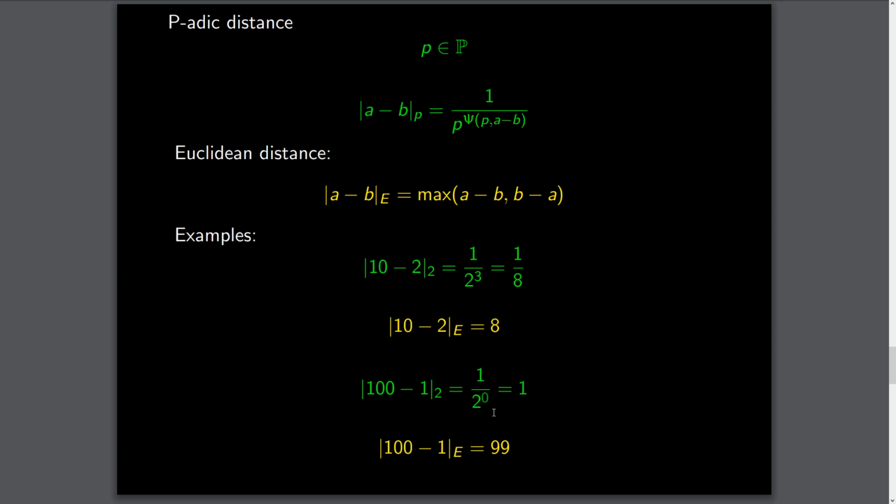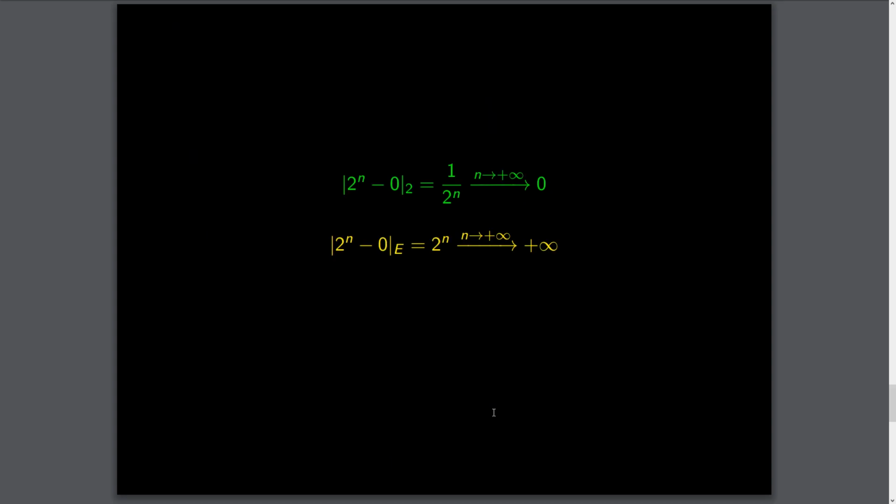Now, this gives us an intuitive idea why these sorts of sequences can converge in one concept of distance, but cannot converge in another. The distance of 2 to the n and 0 in the two-adic distance is going to be 1 divided by 2 to the n, which obviously tends to 0. But this distance in Euclidean distance is going to be 2 to the n, which is not convergent.